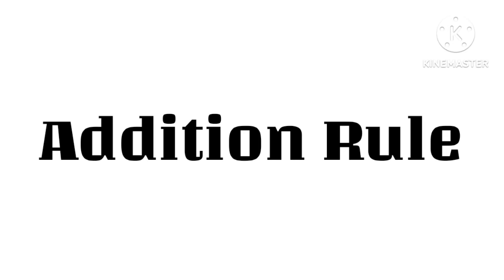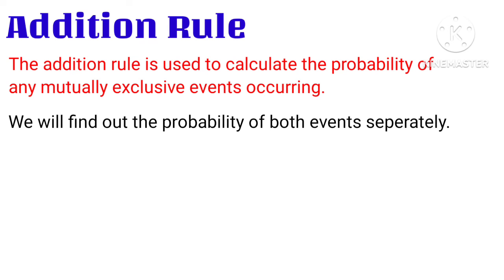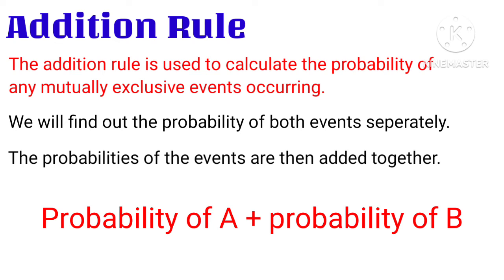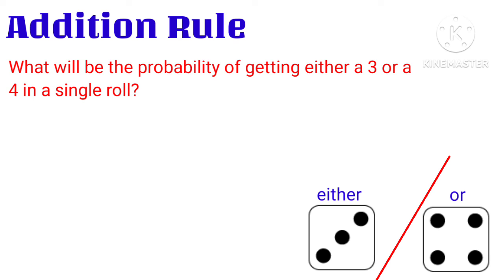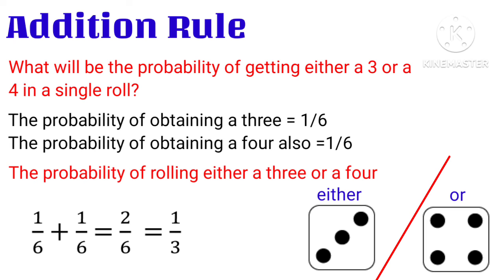The addition rule is used to calculate the probability of any mutually exclusive events occurring. It states that the probabilities of the events are added together. For example, what will be the probability of getting either a 3 or a 4 in a single roll? The probability of obtaining a 3 is 1 by 6 and the probability of obtaining a 4 is also 1 by 6. Therefore, the probability of rolling either a 3 or 4 is 1 by 6 plus 1 by 6, that is 1 by 3.